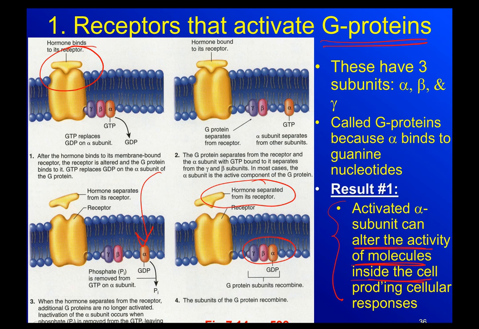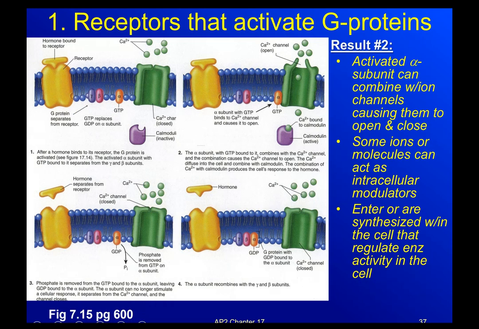Now, the second result. An activated alpha subunit can combine with ion channels, causing them to open or close, depending on which one you're talking about. Some ions or molecules can act as intracellular modulators. Remember, intracellular means inside, modulate means to control. They enter or are synthesized within the cell and regulate the enzyme activity of the cell.